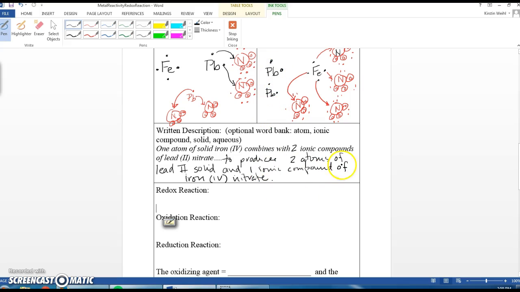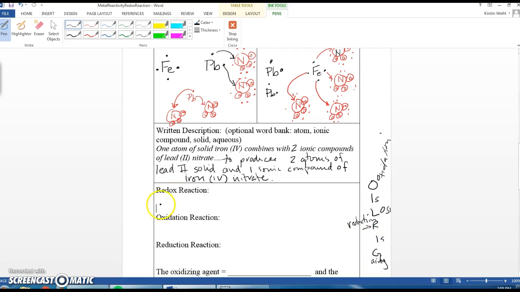And the acronym that we've been using is what we call OIL RIG. OIL RIG is an easy way to remember that when something is losing electrons, it's called oxidation. And when something is gaining electrons, it is called reduction.